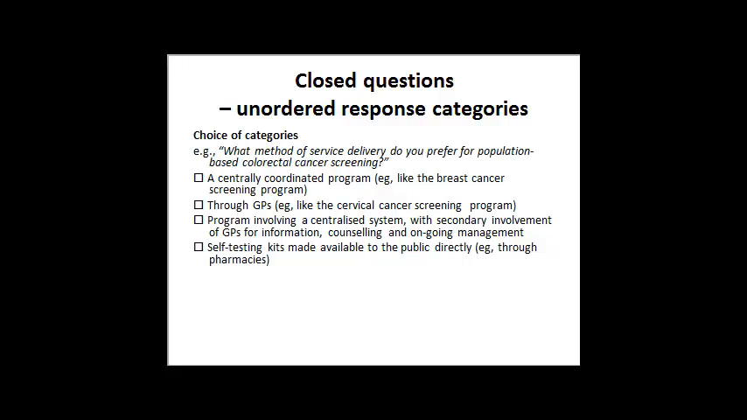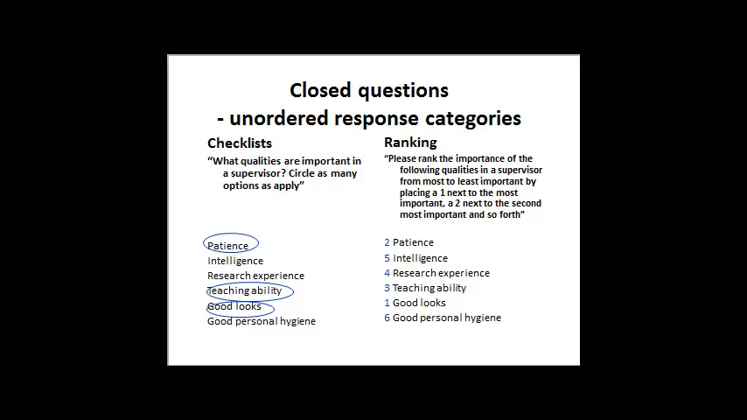A possible problem with this question, for example, is trying to provide detailed information on alternatives. However, this increases the likelihood of some small detail being overlooked. Here's another example of unordered response categories for closed questions. It could be in the form of a checklist.